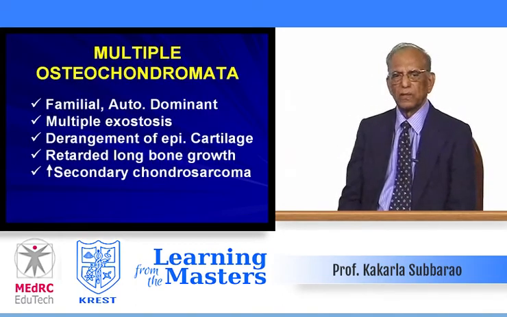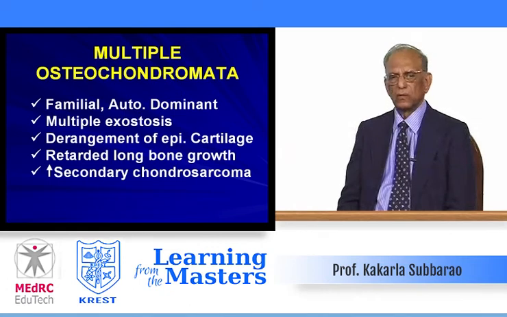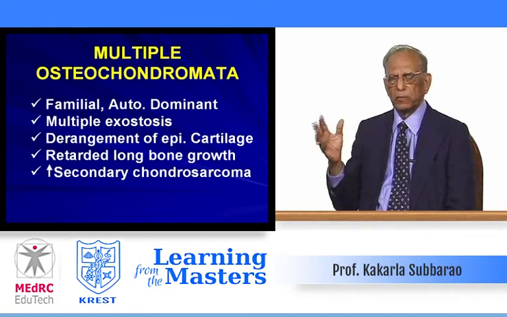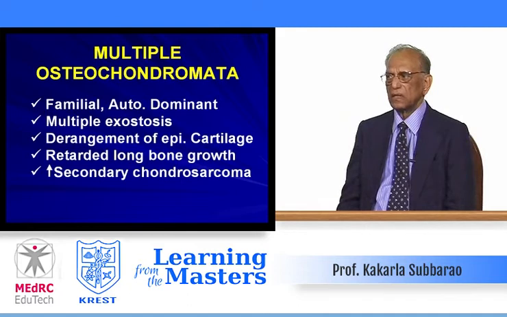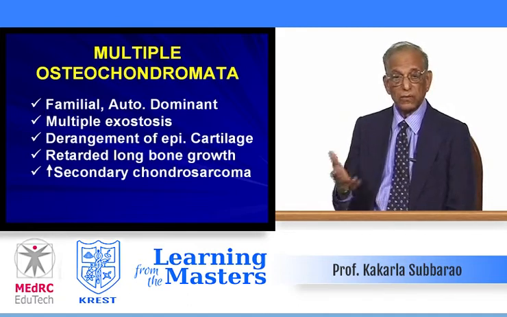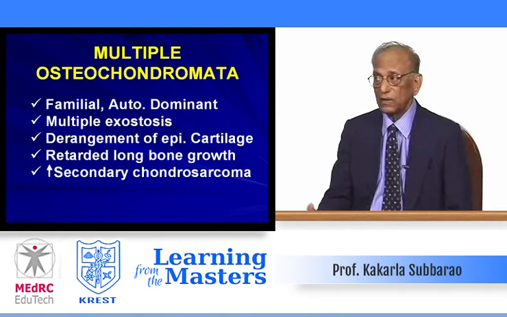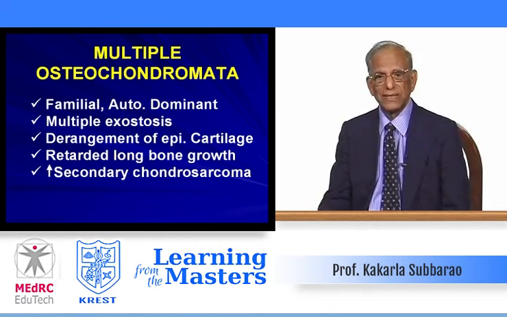Multiple osteochondromata is familial, autosomal dominant, multiple exostosis you can call it: a derangement of the epiphyseal cartilage, which is displaced, with retarded long bone growth because of this, and secondary chondrosarcoma is fairly common. In the sense that 10 to 15% of the time you can get chondrosarcoma in one of these lesions.